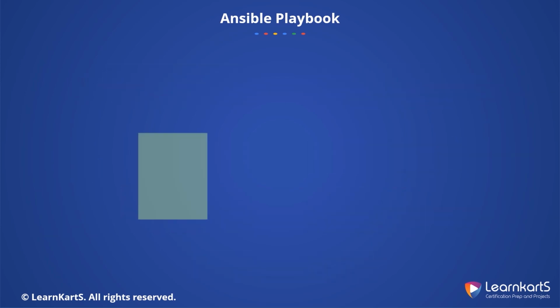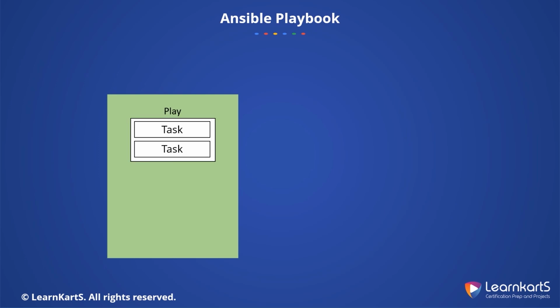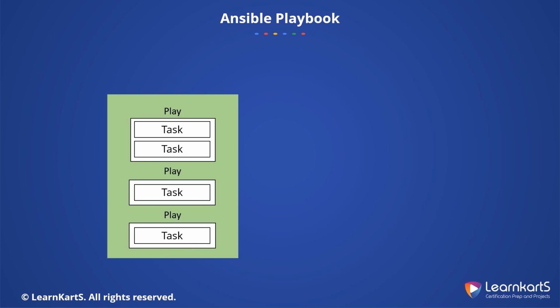Now, in a playbook file, we can have one play or we can have multiple plays. As you can see here, we have one play which has two tasks, another play which has one task, and another play which has one task. All these three plays are available in a single playbook file. You can have three different playbook files also. There is no problem as such, it's just a way of doing the segregation.